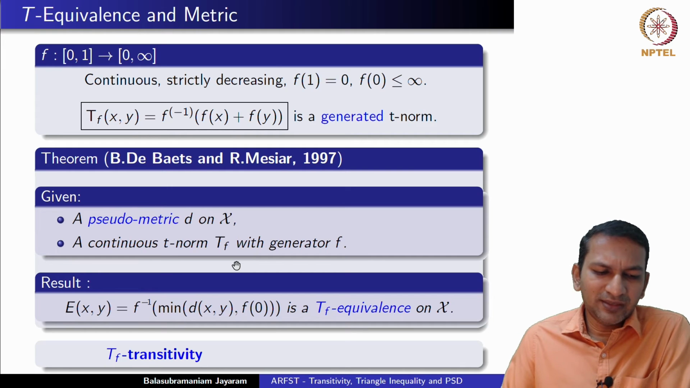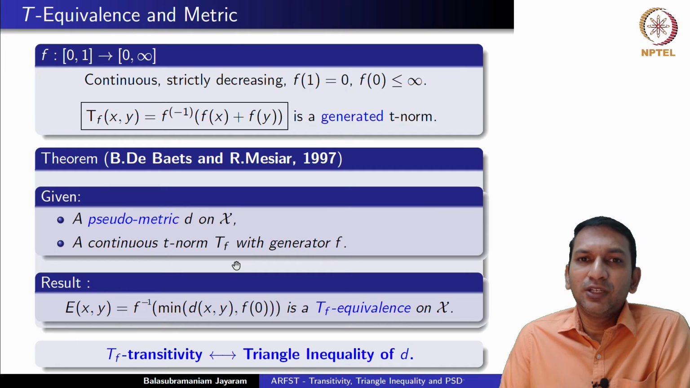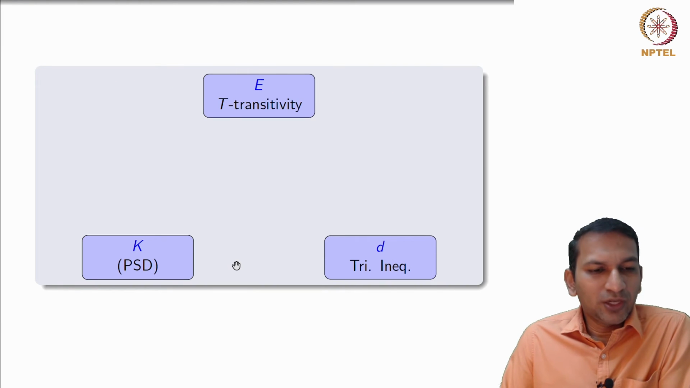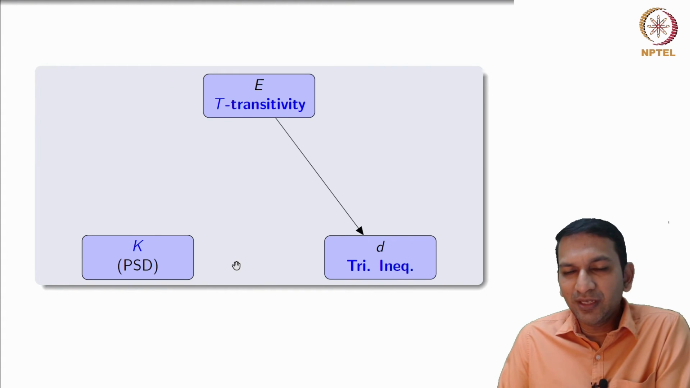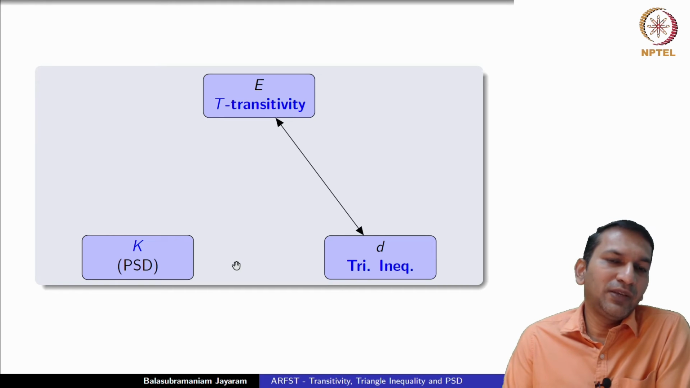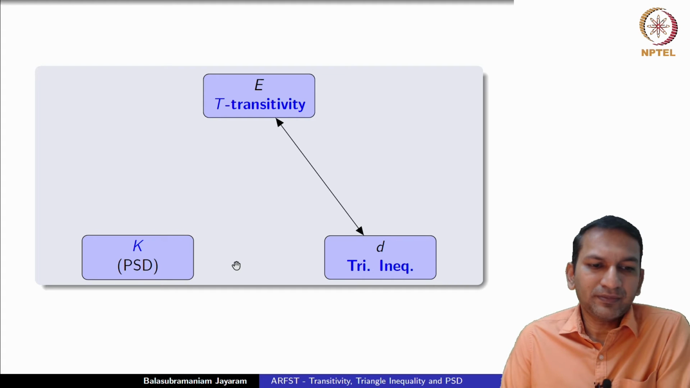That means we clearly see that this Tf transitivity has a one-to-one correspondence to the triangle inequality of D as we have defined this pseudo-metric. So in our quest to relate these three concepts, what we have seen is T-transitivity leads to triangle inequality and in turn from triangle inequality we are able to obtain T-transitivity.